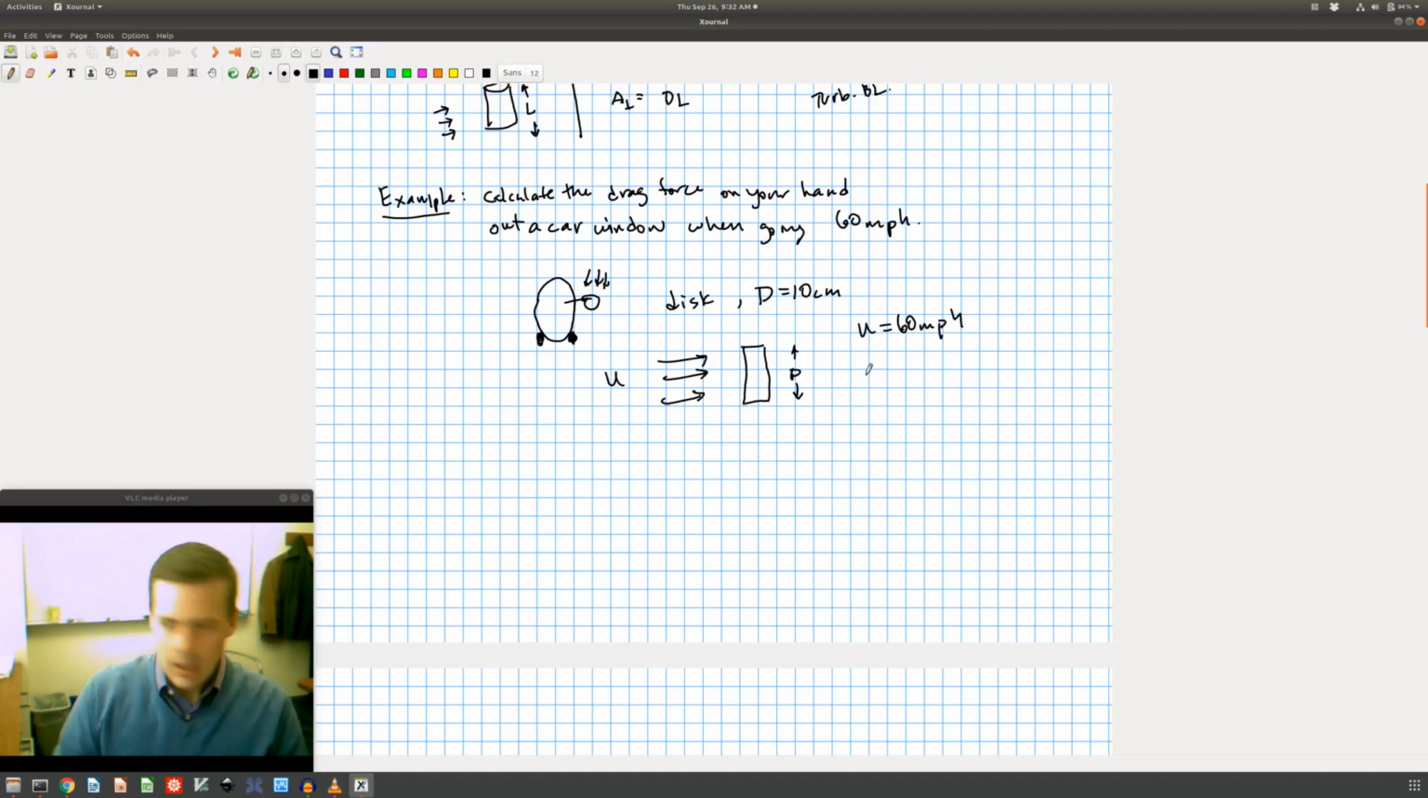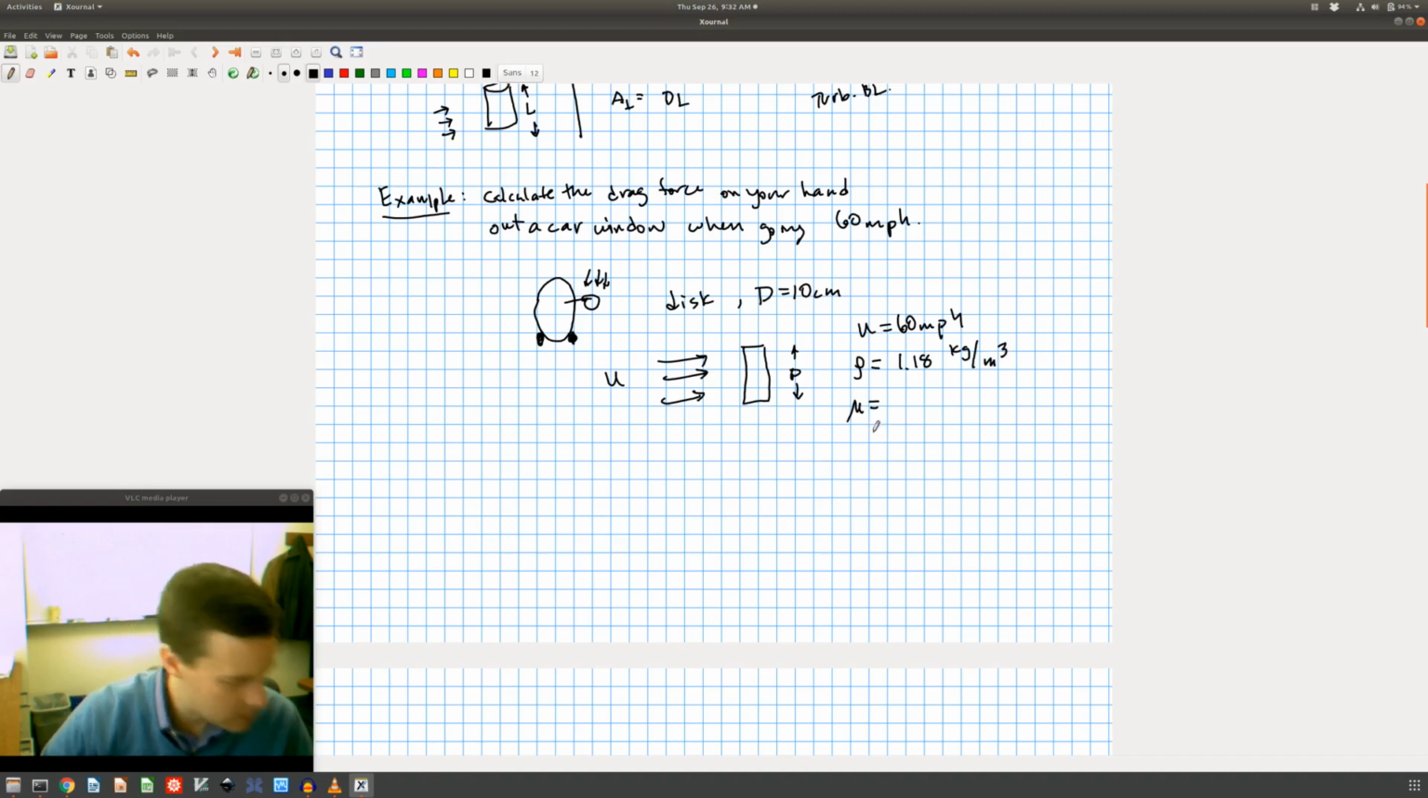Then I need to know some other things: the density and the viscosity of air. The density of air is 1.18 kilograms per meter cubed, and the viscosity, let me look on my sheet here, is 1.86 times 10 to the minus 5 Pascal seconds. So this is for air.